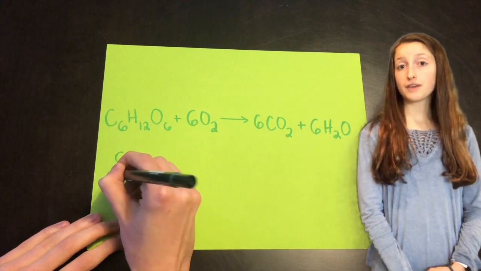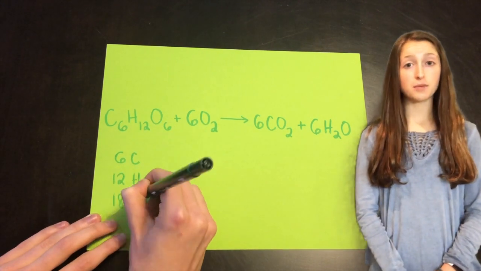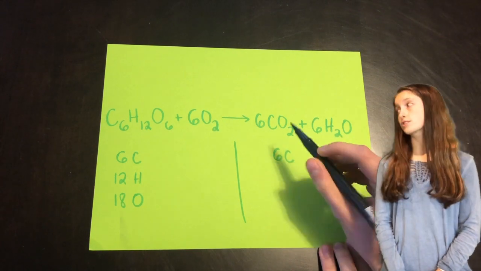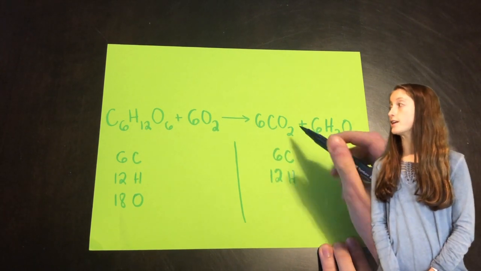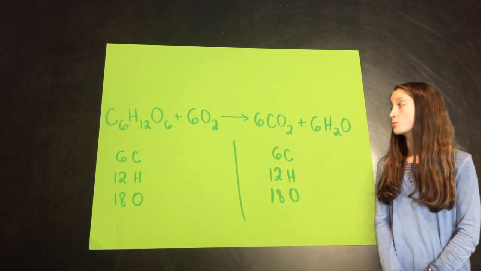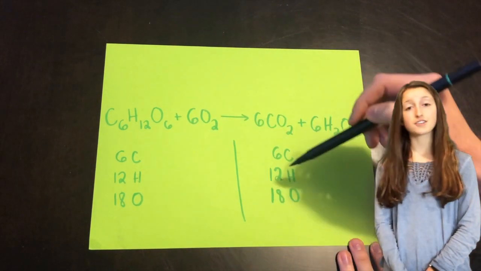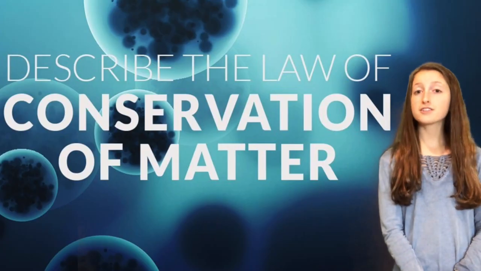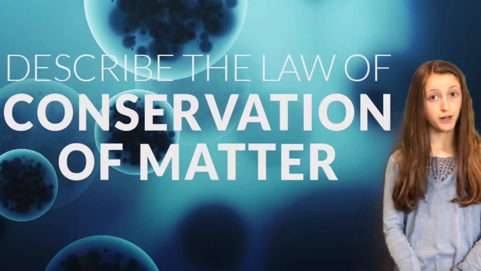Notice how the number of atoms of each element is the same on both sides of the yield arrow. On the reactant side, there are 6 carbons, 12 hydrogens, and 18 oxygens. On the product side, there are 6 carbons, 12 hydrogens, and 18 oxygens as well. Remember the law of conservation of matter. Matter is neither created nor destroyed. So the number of atoms of each element remains the same, it's just the organization of those atoms that changes.